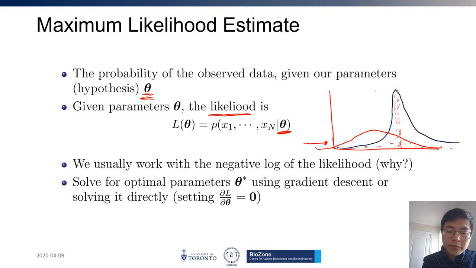Okay, just a little bit of caveat or technical details. You usually work with a negative log because taking the probability of multiple data points, you're essentially multiplying them together, and that term can easily vanish to 0 because probabilities are between 0 and 1. So if you take the negative log, that stabilizes that number, and you solve for those optimal parameters with either gradient descent or solving it directly by setting the partial derivatives to 0.